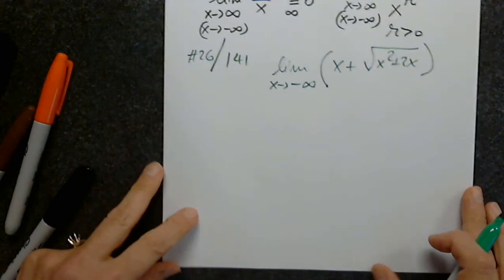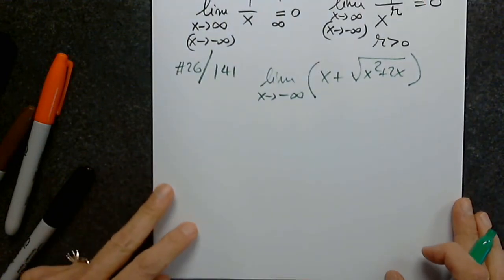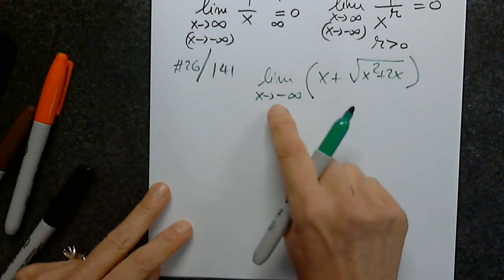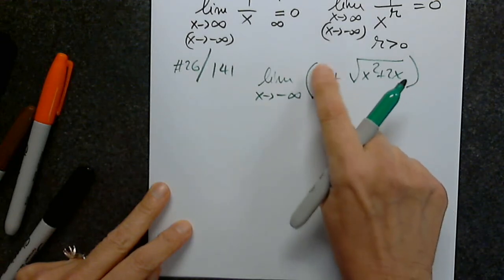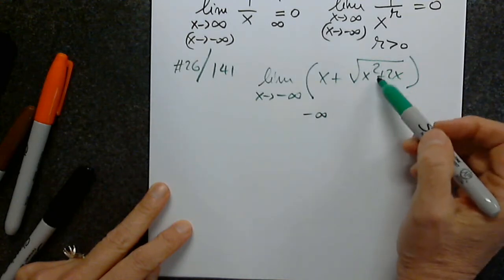And the answer is still plug it in. And you can say infinity or negative infinity. Yes. So when x approaches negative infinity, what does this quantity approach? Perfect. So what type of number is this?